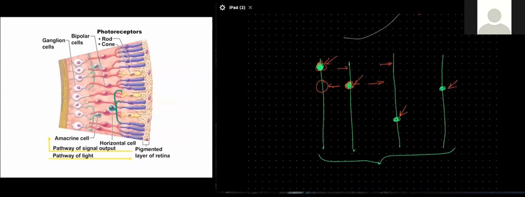Looking on here, what's going to be the direction of the light passing through the retina? First layer that it passes through is going to be the ganglion cell layer. Next is going to be my bipolar cell layer. And then we've got the photoreceptors. And finally, we've got here the pigmented cell layer. Compared to the electrical impulse, what's going to be the direction of the electrical impulse? It travels from the photoreceptors to the bipolar cells, then to the ganglion cells. It moves in the opposite direction.